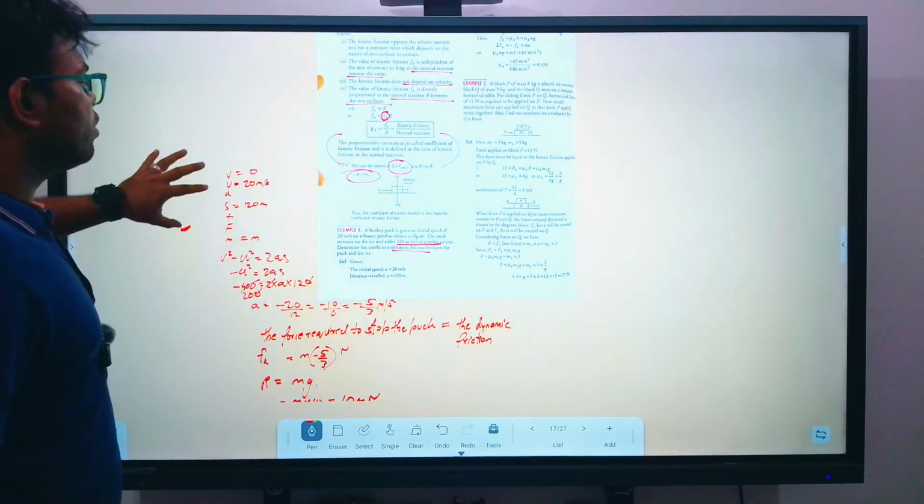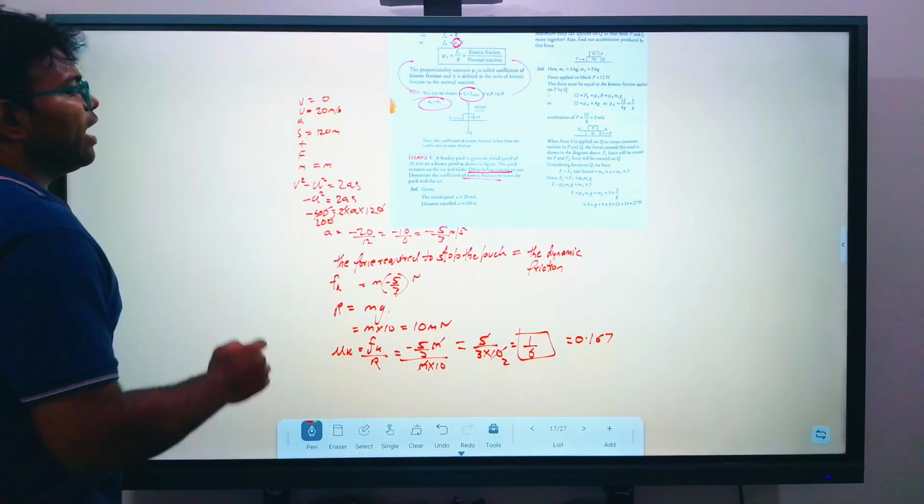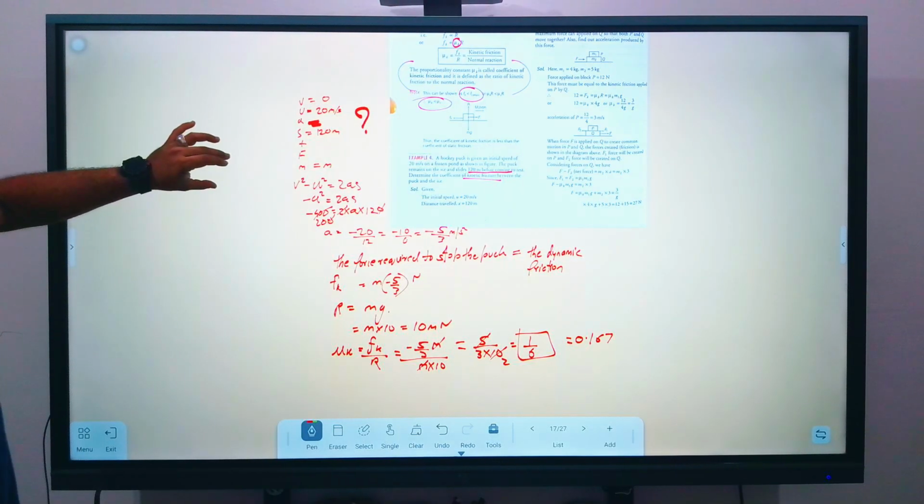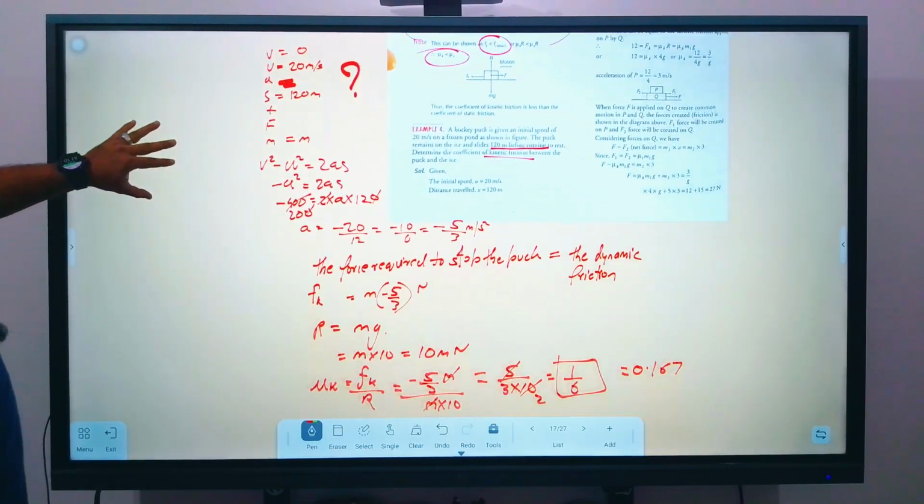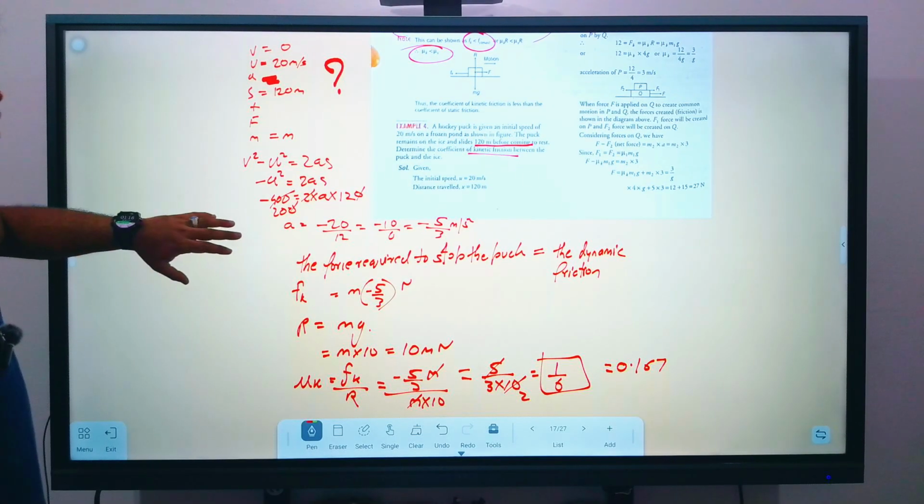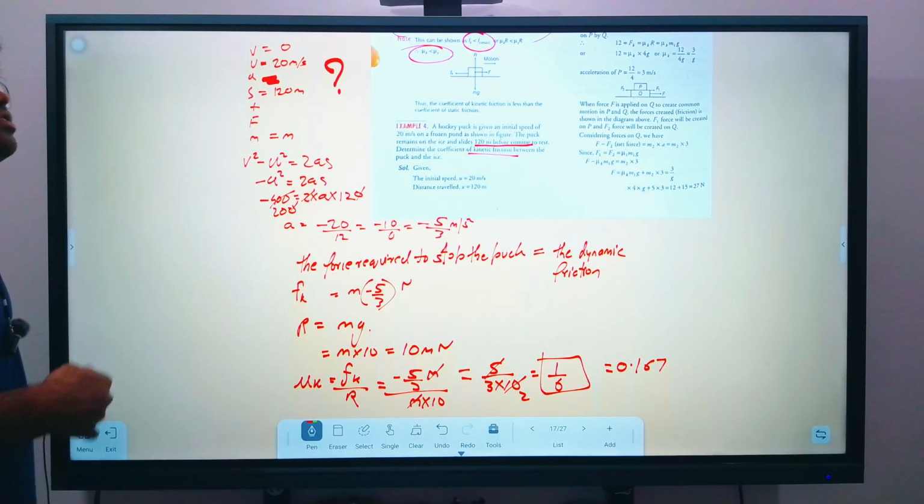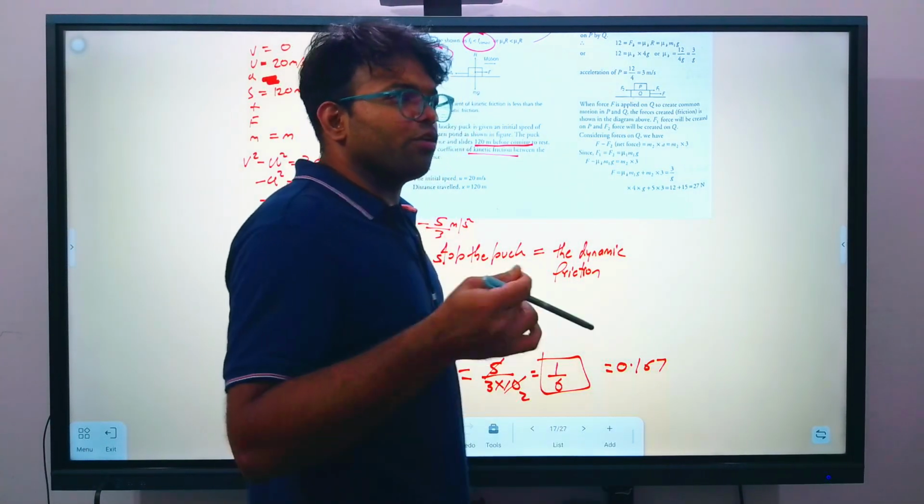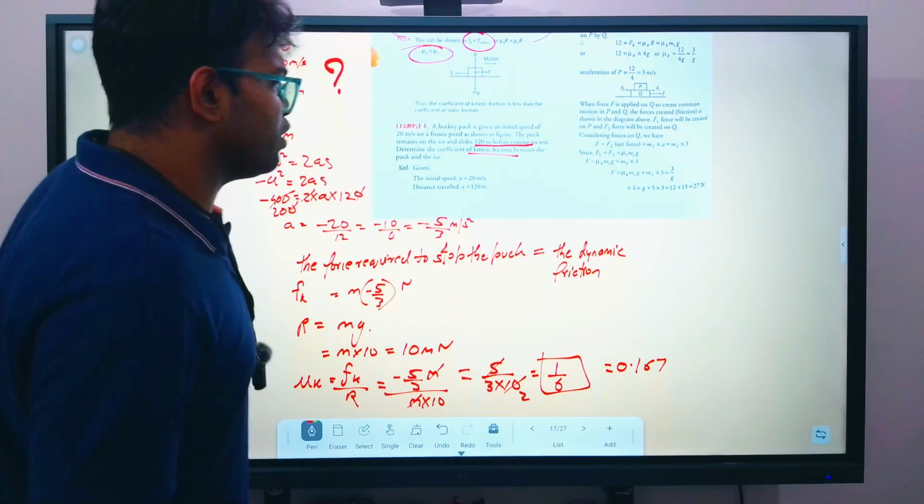Understood. So what did we do? We first calculated the deceleration. So we first calculated the value of deceleration, and then we figured out the actual force. The force required to stop the puck should be equal to the frictional force.